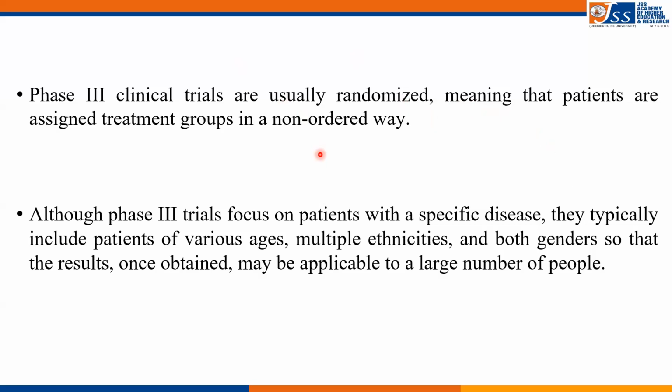Although phase 3 clinical trials will focus on a specific disease, they generally include people of various ages, generally more than 18 up to 45 or 50. The ethnicities of people will be different. Both male and female will be enrolled into the study so that all other parameters are considered for the process.